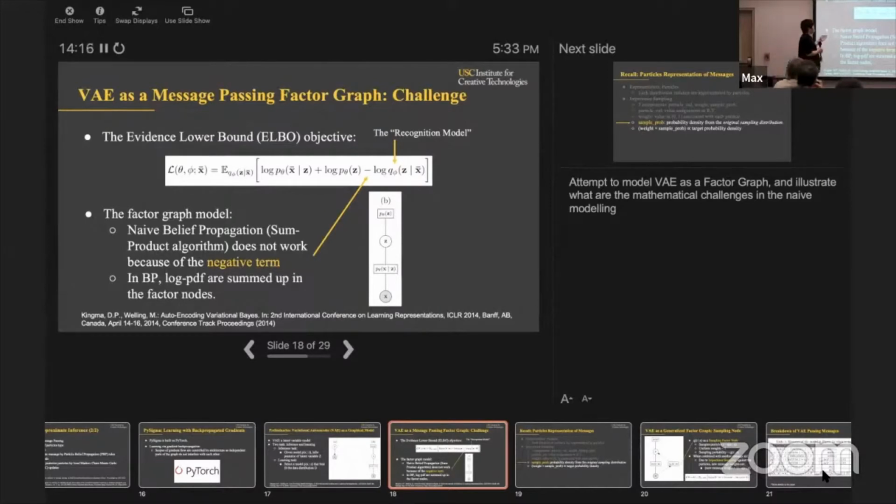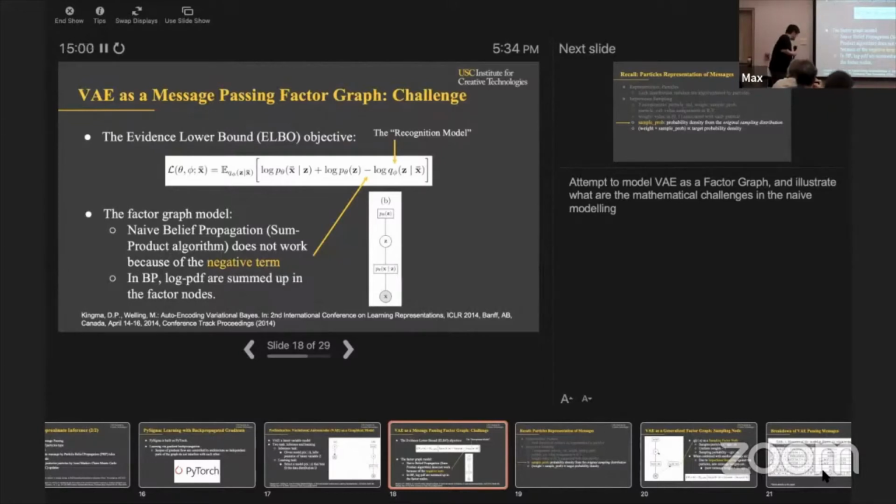So if you want to model the VAE as a PySigma model, we first need to convert it into a factor graph. Here's a naive attempt at doing that. Basically, we just have a prior factor node and a conditional factor node. However, the challenge is that this is not easy to solve, because in the ELBO equation, the final term, which is also called the recognition model, is negative, and it's not simple to model a negative term using naive propagation algorithms such as sum-product algorithms, because everything in the sum-product algorithm is summed up, not subtracted.